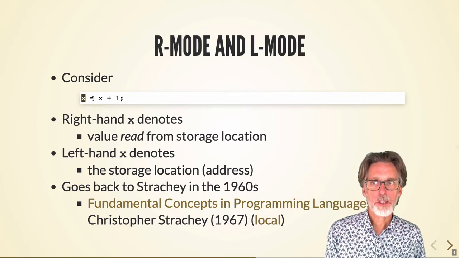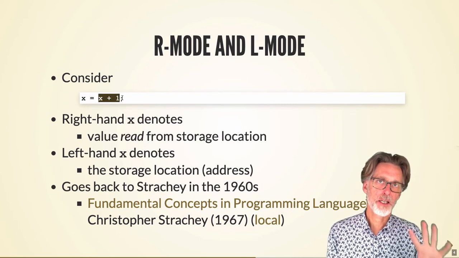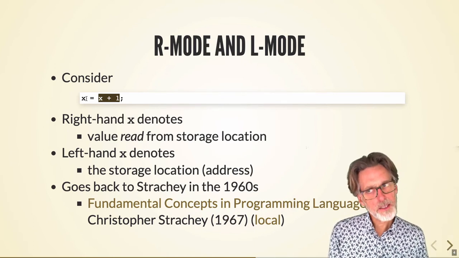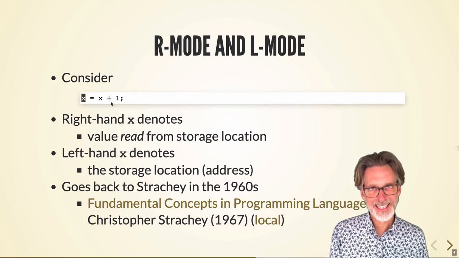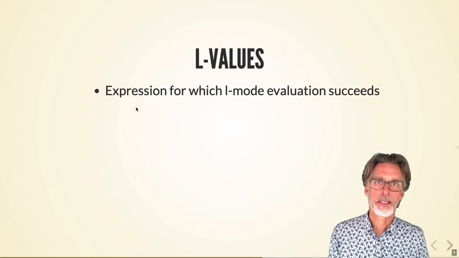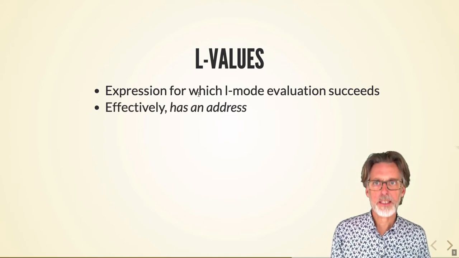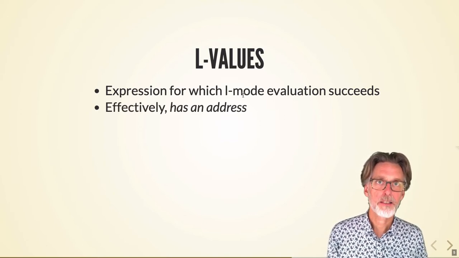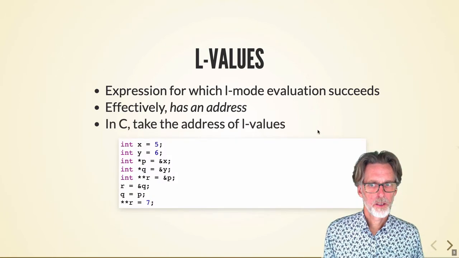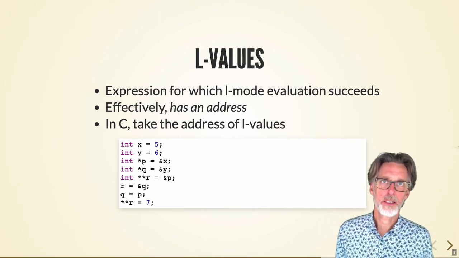When we think about expressions in our language, we typically think about the right-hand side, that is the expressions which yield values. But in fact, there's always an expression language also on the left-hand side. And those expressions need to yield addresses. These are what we call L values. And what this means is that effectively we have an address at which we can store whatever result we have to store. Let's take a look at some examples of L values in C.